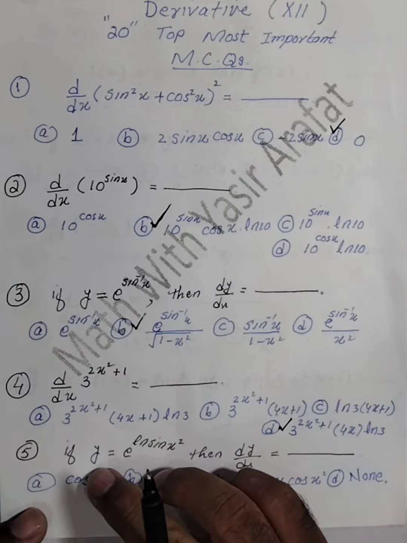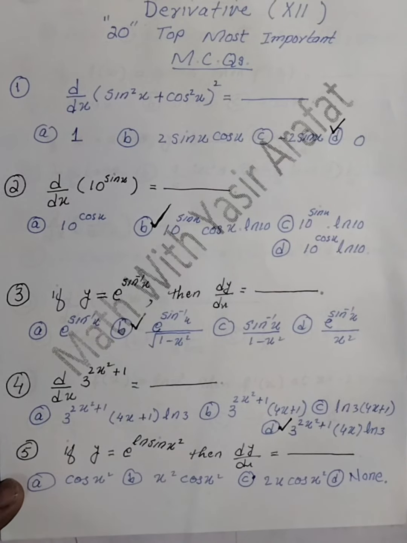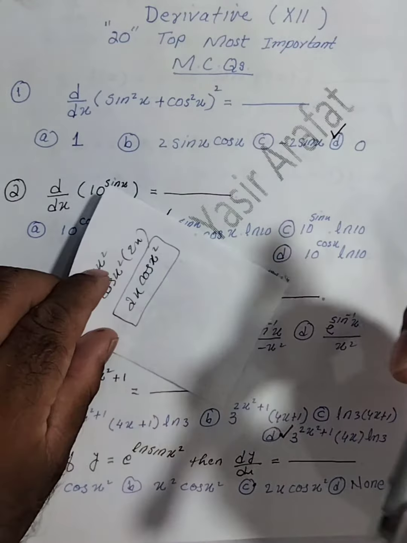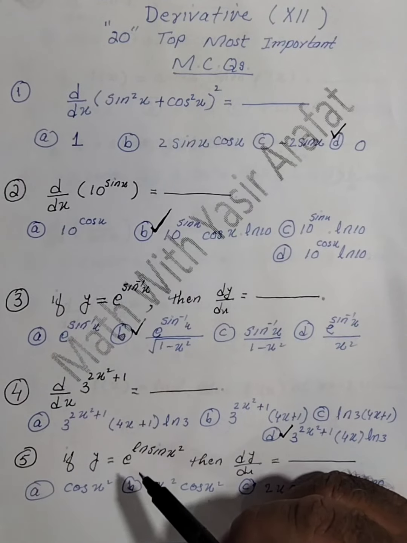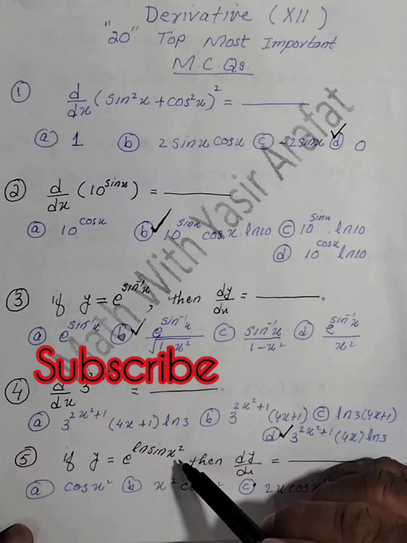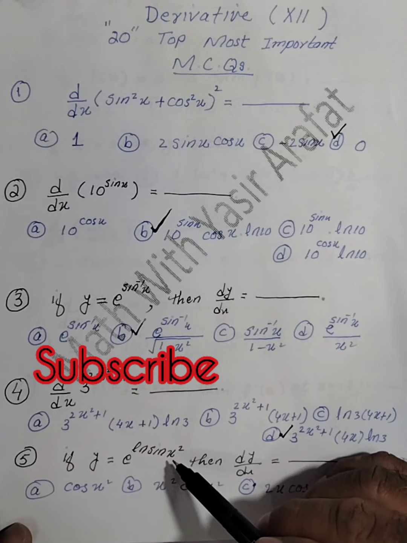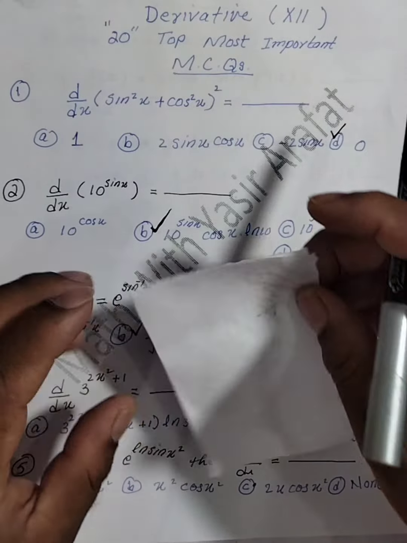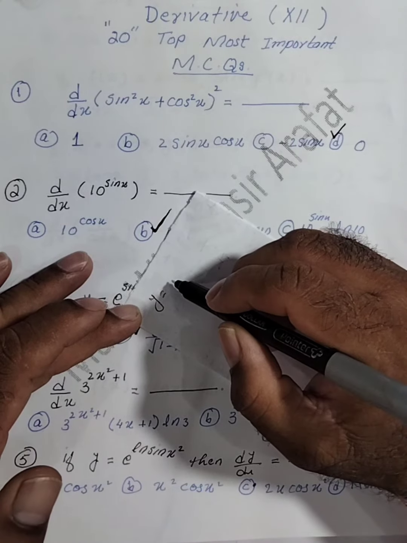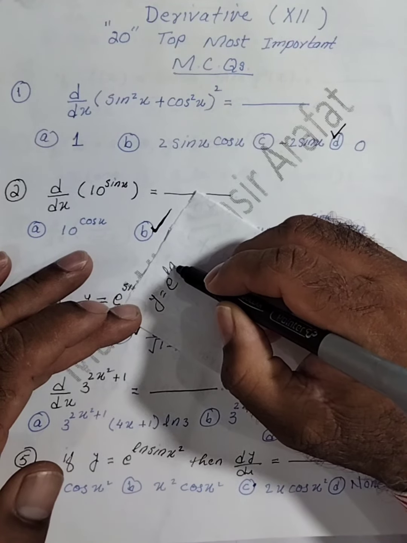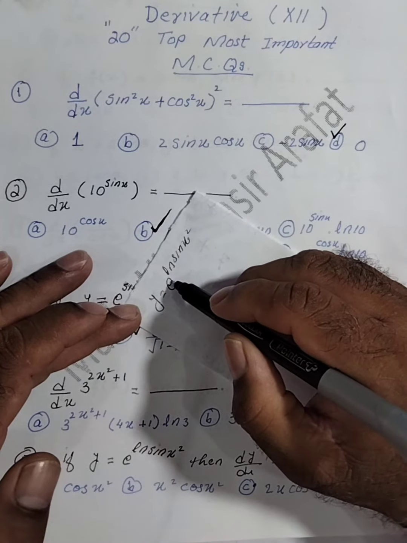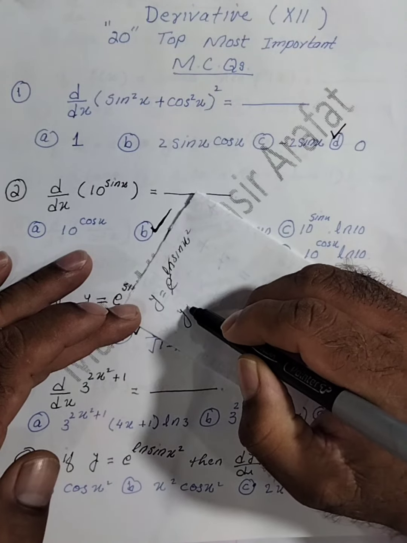Now come to the fifth MCQs here. The fifth MCQs is y is equals to e power ln sine x square. The most important MCQs, e power, this is the fifth MCQs we are talking about. y is equals to e power ln sine x square. So here it will be cancelled out.